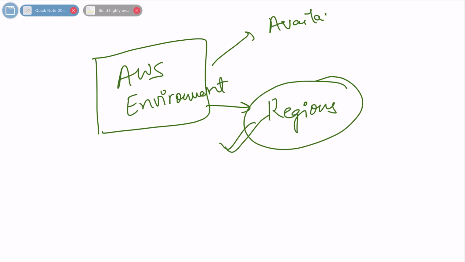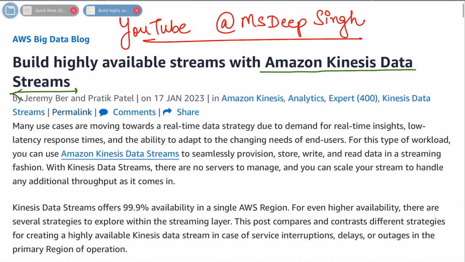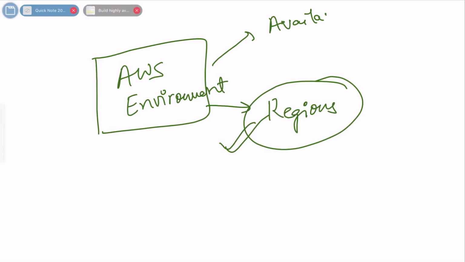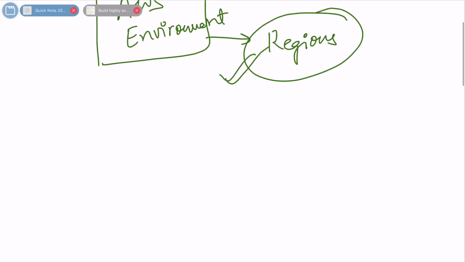We will not be focusing much on the actual concepts around AWS. We will try to give a general picture of how you can generally make systems highly available. But since the content of this video is specific to Amazon Kinesis Data Streams, I will give you a quick overview of what Amazon Kinesis Data Streams are.